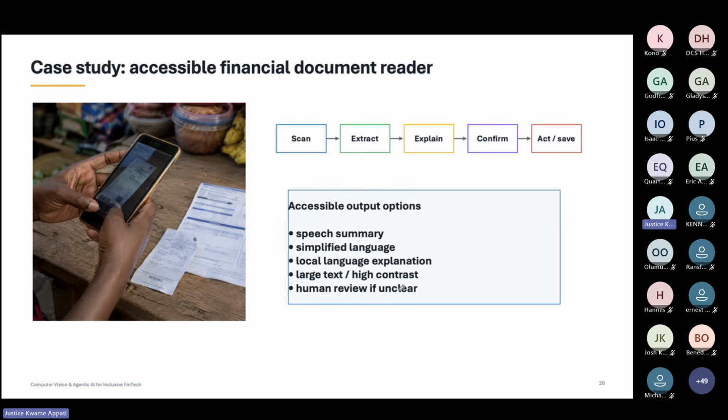So the pipeline is always going to be like this. You scan, you extract. As you extract, you explain. As you explain, you confirm. As you confirm, you act. The acting part, 4 o'clock, join us to hear that part. The scanning and extract part is what I've taken you through.